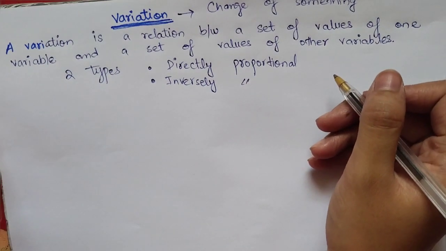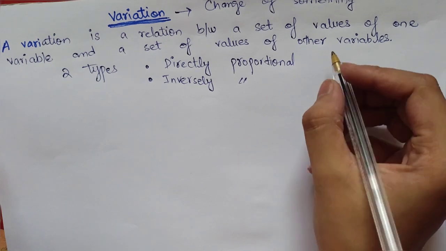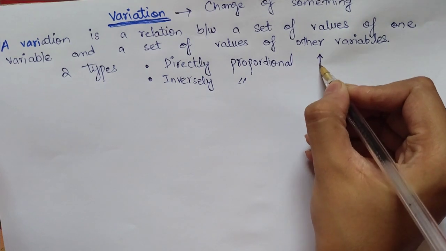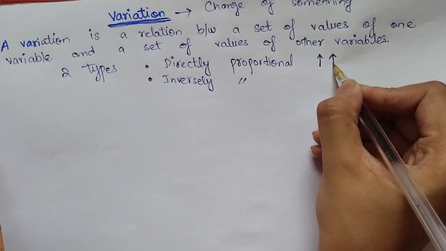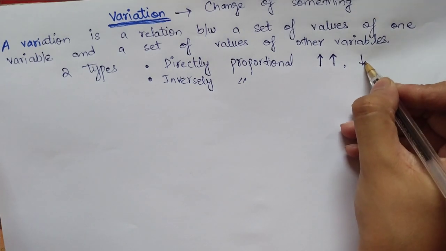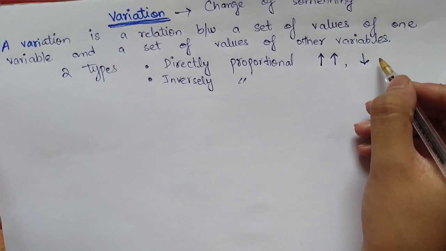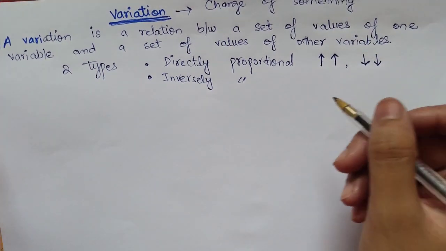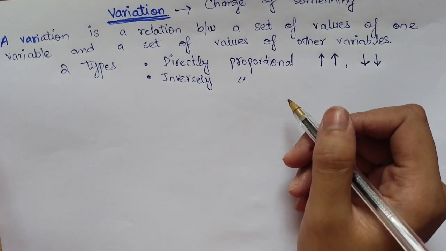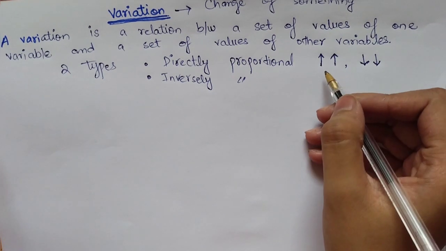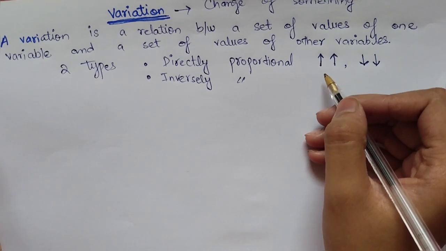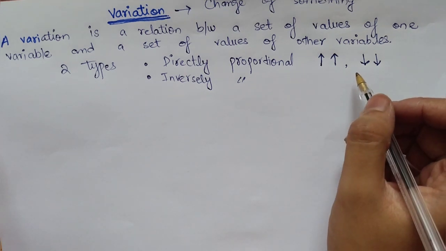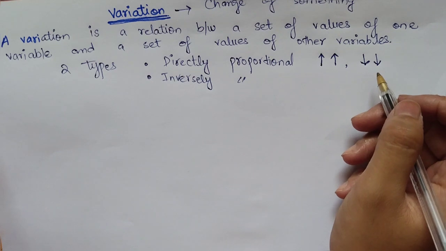Okay, what does it mean by directly proportional? Directly proportional means if one value increases, the other value also increases. Similarly, if one variable decreases, the other variable also decreases with it. This is what directly proportional means. For example, if x increases, it means that y also increases, and if x decreases, it means y also decreases.